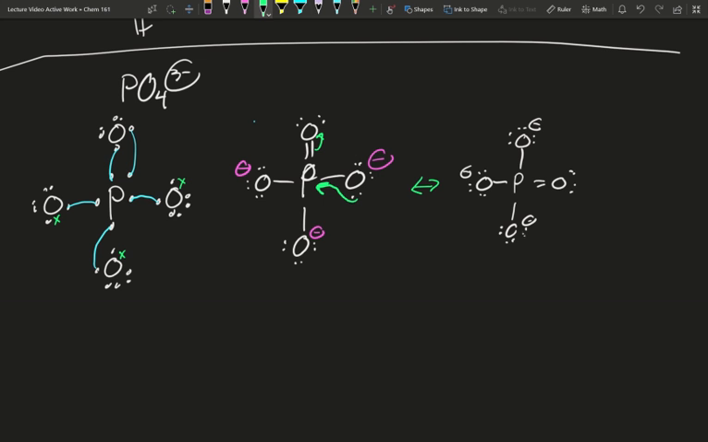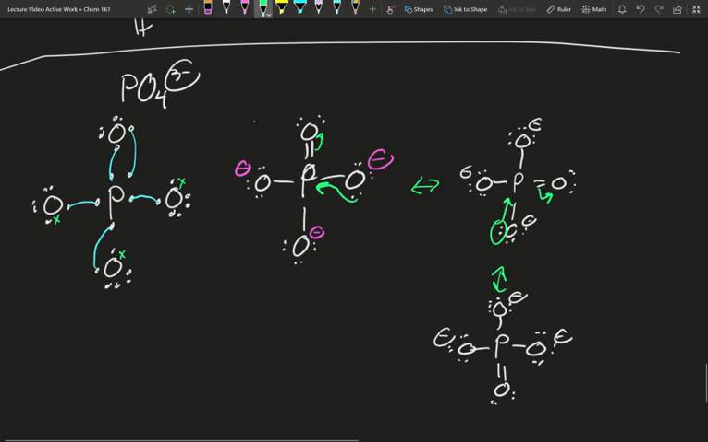I could also have my bottom swing in, pushing that one out. I'd have a phosphorus with a double bond down, single bond to the right, and the others remain unchanged. Minus, minus, minus. And I could keep doing this.